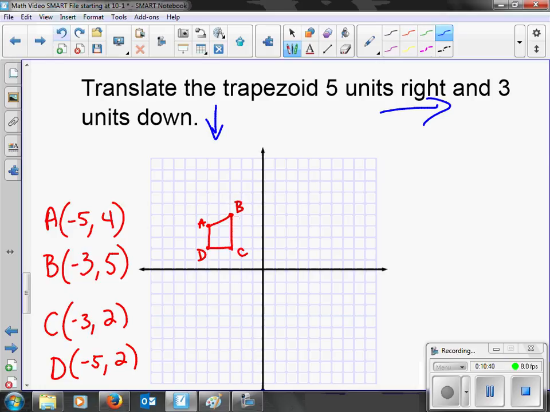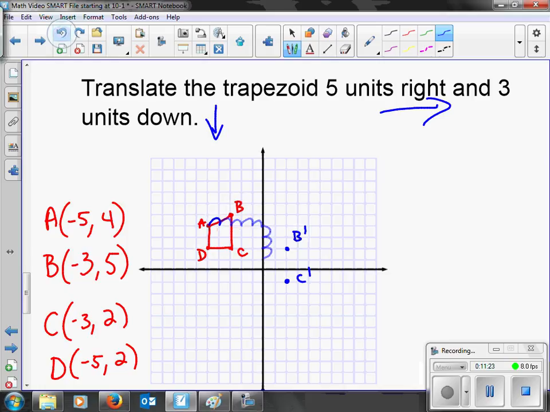So 5 units to the right. So starting with B, 1, 2, 3, 4, 5, and then down 1, 2, 3. So this is B prime. Prime means it's the new image. C is 1, 2, 3, 4, 5, and then 3 units down. Okay, so that's right there. That's C prime.